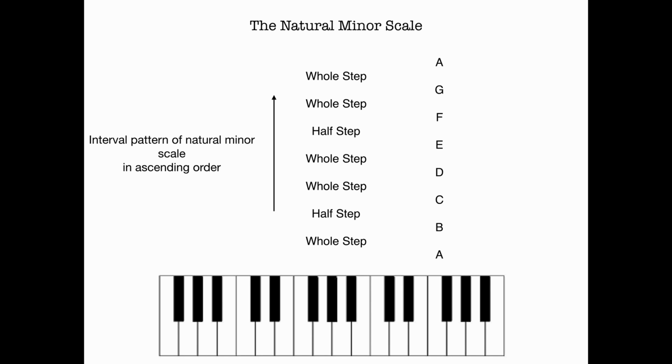So the next thing we're going to move on to are minor scales. In this lesson, we are just going to discuss the natural minor and the harmonic minor. There is another type of scale called the melodic minor. However, as this is the first lesson on this topic, I just thought it best to start with these two.